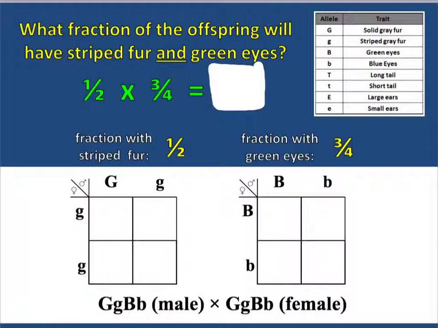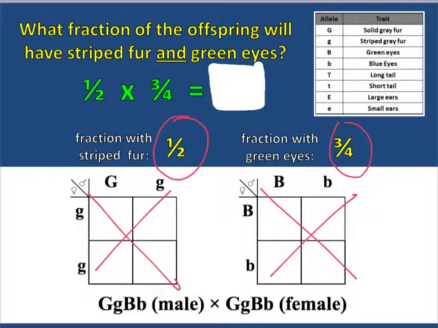I'm not going to cross these boxes because you know how to cross them, and it already gives you your answers over here. If you were to cross, you would have half with striped fur, which is where we get this from, and you get 3/4 with green eyes. Then all you have to do is top times top and bottom times bottom. So 1 times 3 is 3, and 2 times 4 is 8, so your answer should be 3/8. Those are actually easy. Don't get too freaked out. You're not going to have anything harder than 3/4.